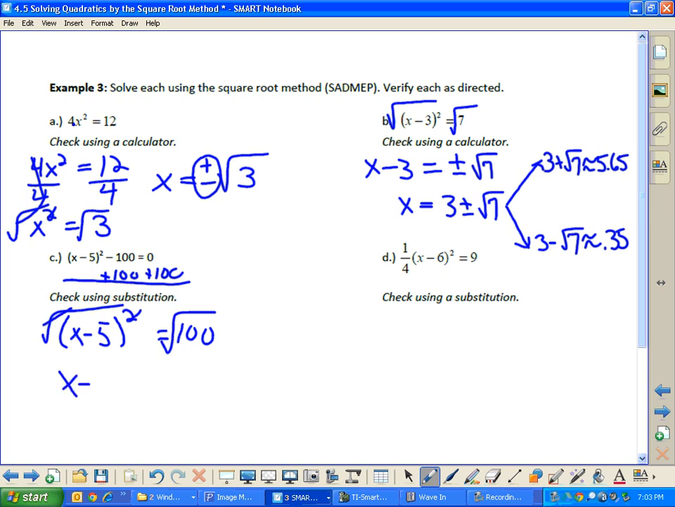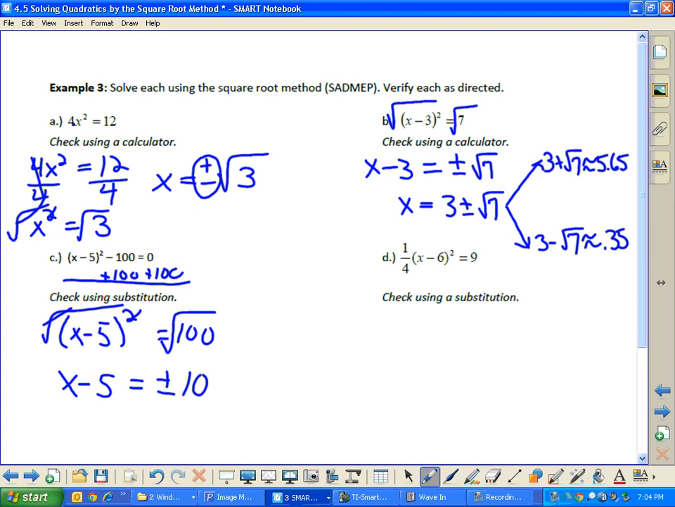So I have x minus 5 equals square root of 100. Ooh. Not 10. We're trying to solve for x. How many answers are going to satisfy this equation? Plus or minus 10. Watch out for that. Everybody see why we need the plus or minus? There's going to be two answers that work here. Make sure we get both.